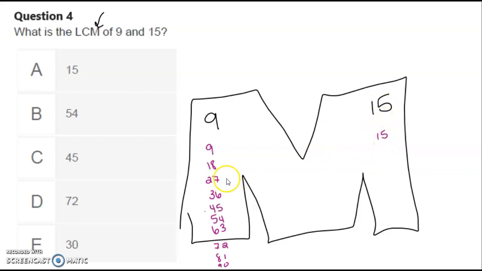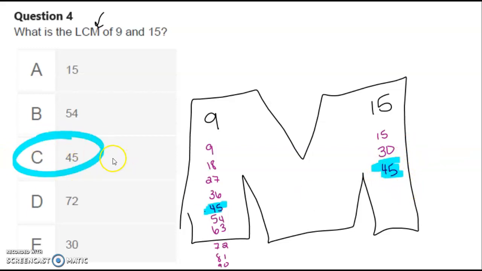So 15 times 1 is not on this list. 15 times 2 is 30, also not on the list. The next one is 45. Wait a second. I know that's on my list. Woohoo! 45 is the very first one that they have in common, so my least common multiple of 9 and 15 is 45.